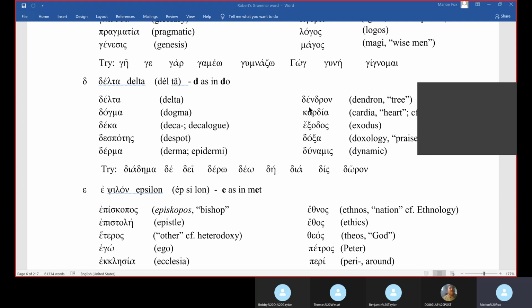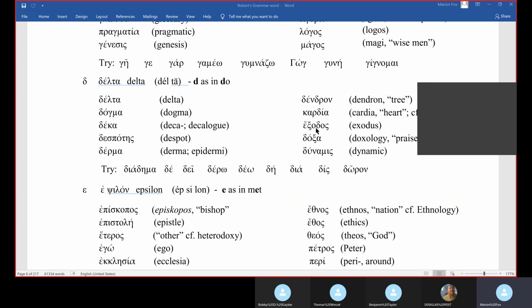And you'll hear atheists talk about dendrochronology. Chronos is time, and so that's dating by tree rings. Dendron, tree. You have two deltas here. Cardia, and of course our cardiac, or heart. Cardiologist, he specializes in heart. Cardia.